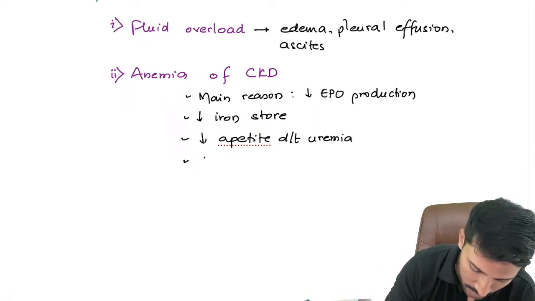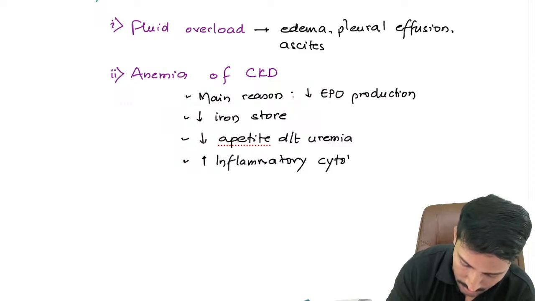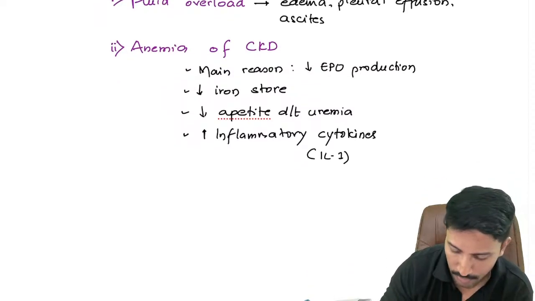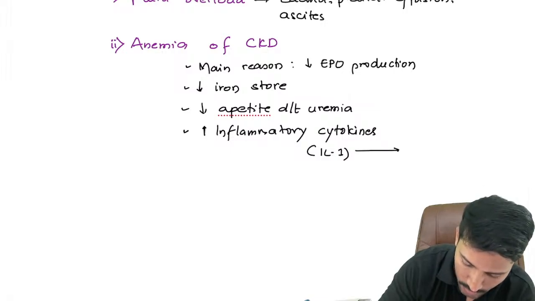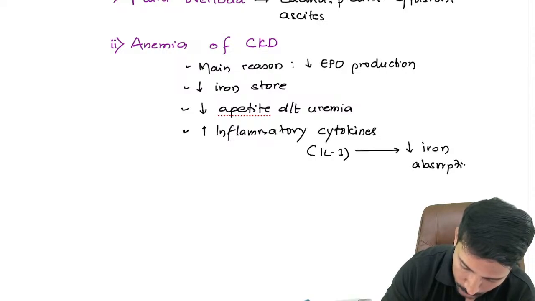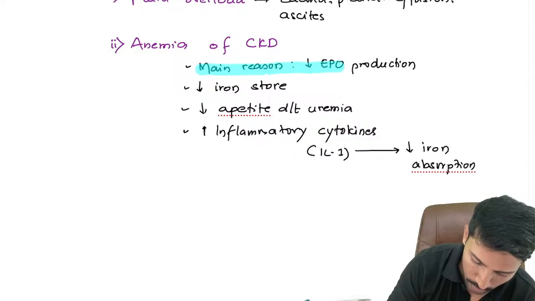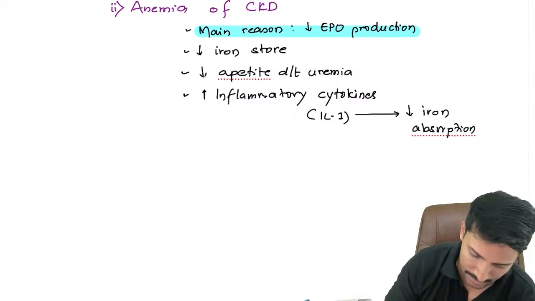Then fourth, there will be increased inflammatory cytokines. CKD is an inflammatory condition. Inflammatory cytokines like interleukin 1. And what these inflammatory cytokines will do? These inflammatory cytokines will decrease iron absorption. So these are all mechanisms which are responsible for the anemia of chronic kidney disease. Okay.